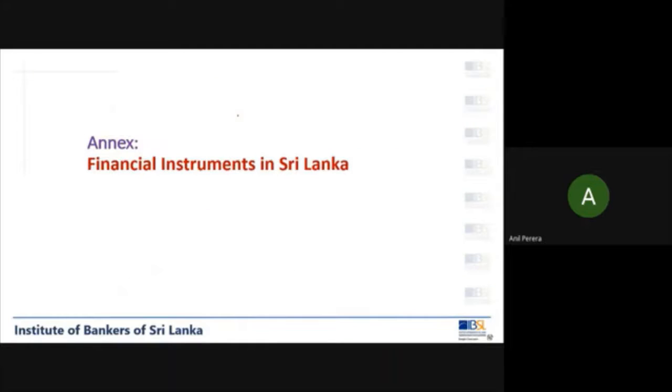Now let's look at some examples of financial instruments in Sri Lanka, especially this annex. I think I told you, I will give you a brief understanding about the bonds used in Sri Lanka, government bonds. There are various types of bonds used in Sri Lanka. Some discussion would be helpful.